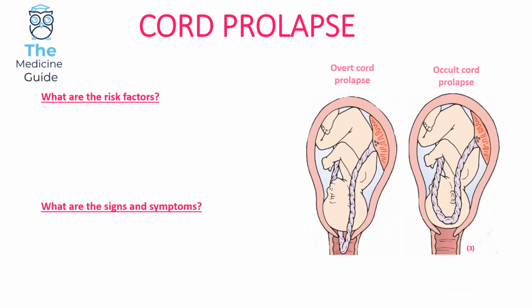So our very first condition is cord prolapse. So a cord prolapse is when the umbilical cord is presenting before the presenting part of the fetus. Now the presenting part of the fetus might sound a little ambiguous, but what it really means is that it's describing the part of the fetus that's seen first.